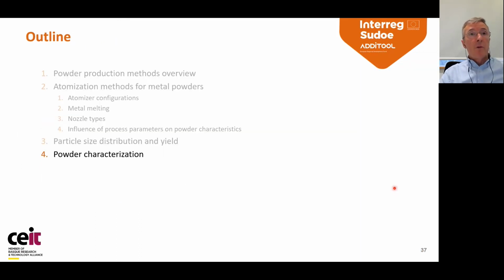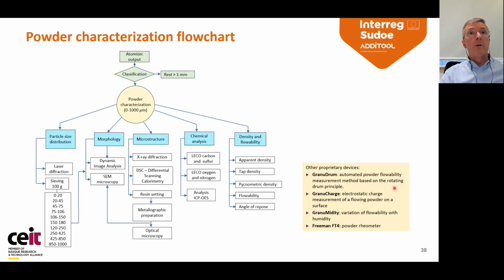And to finish with my presentation, I want to say something about powder characterization. This is a flow chart we use to characterize powder. First, you obtain atomizer output. You separate whatever particles are over 1 millimeter, which are not considered powder. Then you obtain the rest. And first of all, you do particle size distribution.